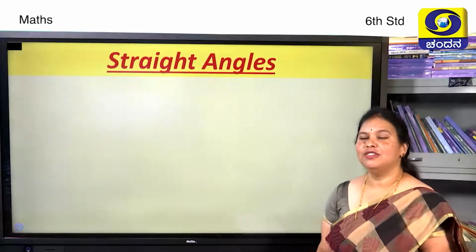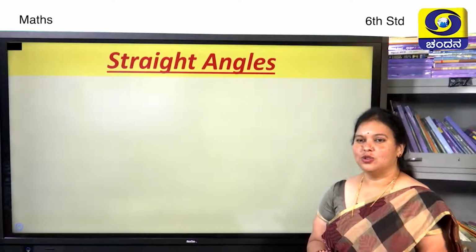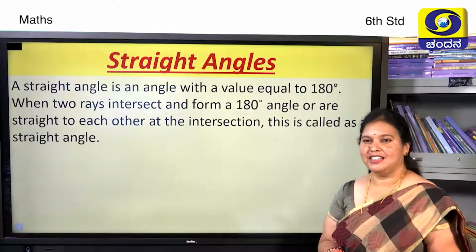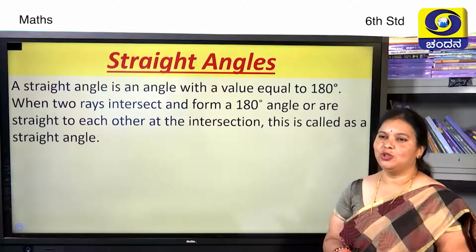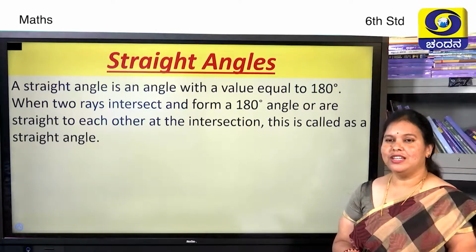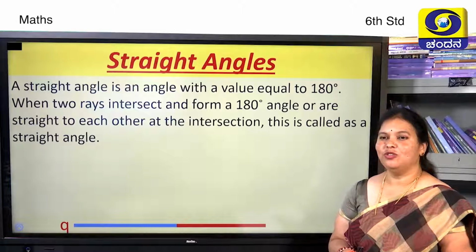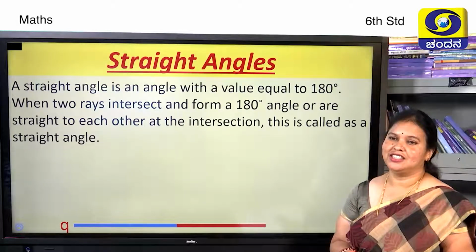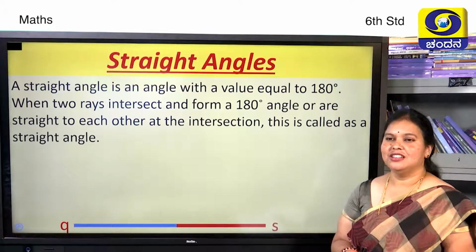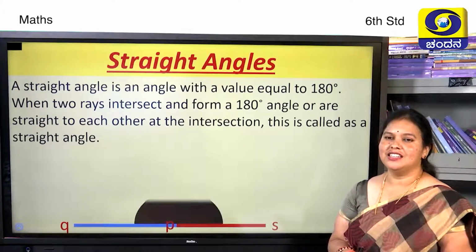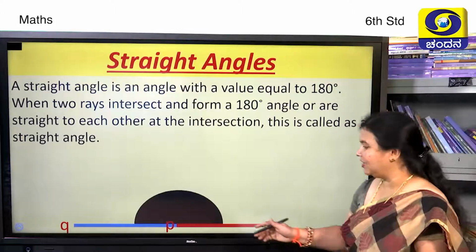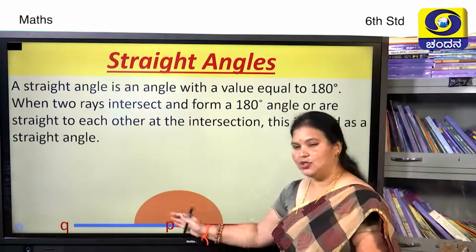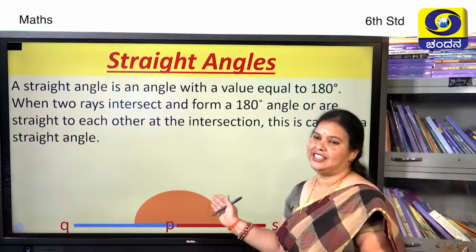Take down this for straight angles. So straight angles can be defined like this. A straight angle is an angle with a value equal to 180 degrees. When 2 rays intersect and form a 180 degree angle, or are straight to each other at the intersection, this is called a straight angle. Here also I have taken 2 line segments. So the angle formed between these 2 line segments is called a straight angle.